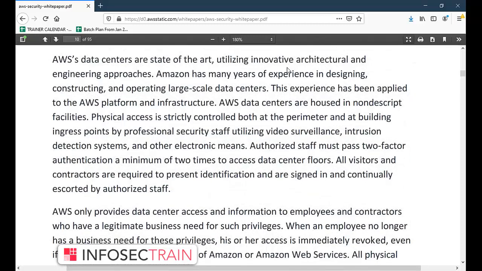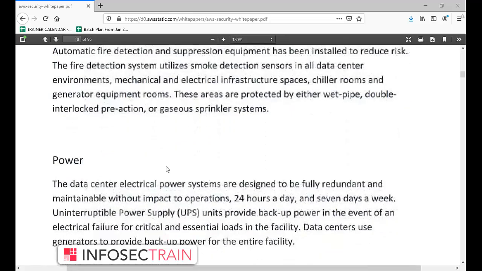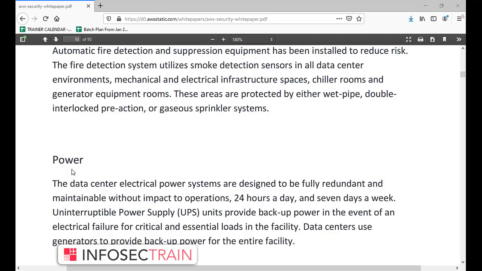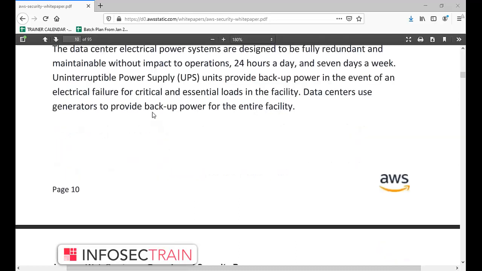They provide a proper document for all this. This is called the AWS Security White Paper. See this: AWS data centers are state-of-the-art, utilizing innovative architectural engineering approaches, and they tell us what all they do to make their data centers secure. For example, they have fire detection and suppression, and they tell us how they manage it. They have power management too: an electrical power system that is fault tolerant and fully redundant, running 24 hours a day, 7 days a week. Even if there is a power or electrical failure, there is backup like generators.